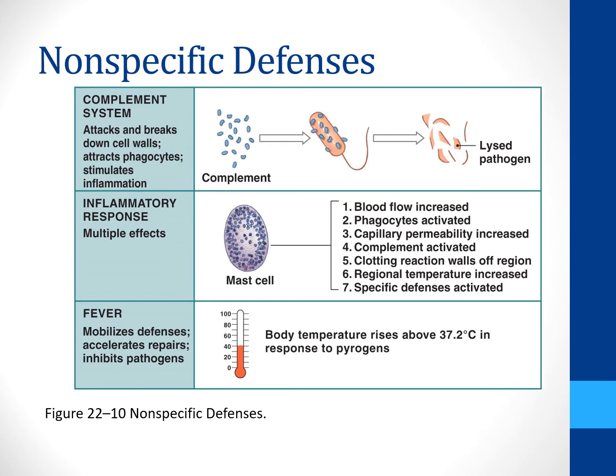And last, we have fever. Fever helps to mobilize defenses and accelerate repairs, and it also inhibits some pathogens. When you have a fever, there are certain pathogens that live only at body temperature. So if you increase your body temperature above the level where those pathogens can comfortably live, it can end up killing those pathogens.